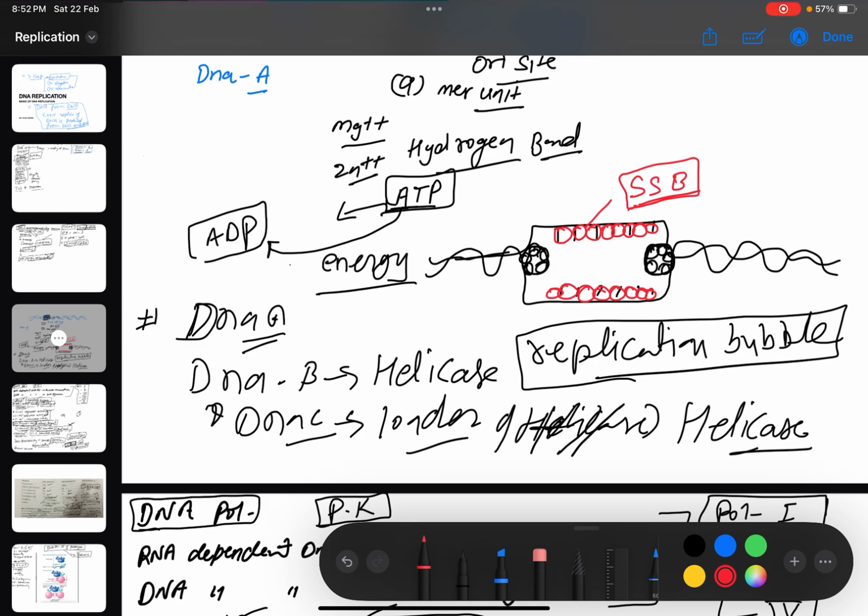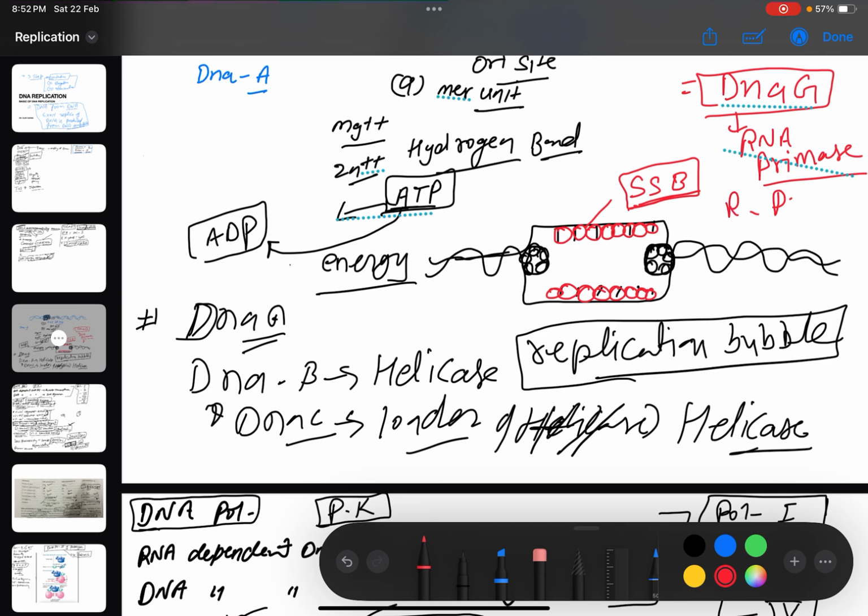Now another protein which we discussed previously, DNA G, which is an RNA primase enzyme, or RNA polymerase, comes and binds to the helicase units. I'll use a different color for this. It comes and binds to the helicase on this melted DNA strand. And this structure, from where the DNA is melted, is known as the replicon.